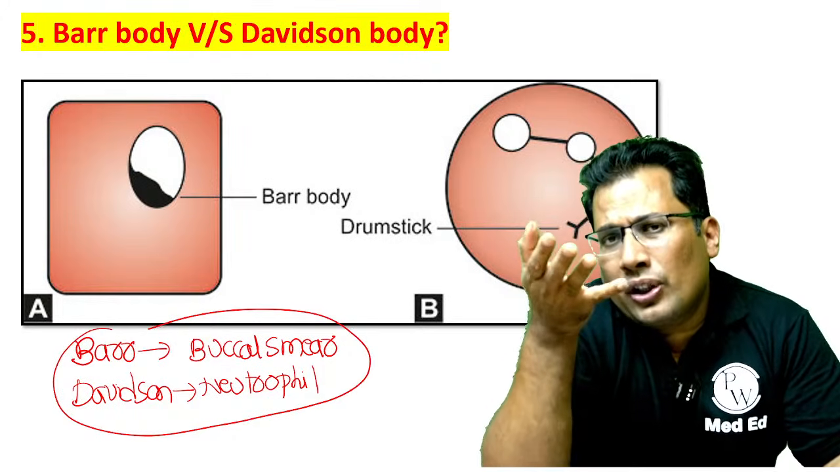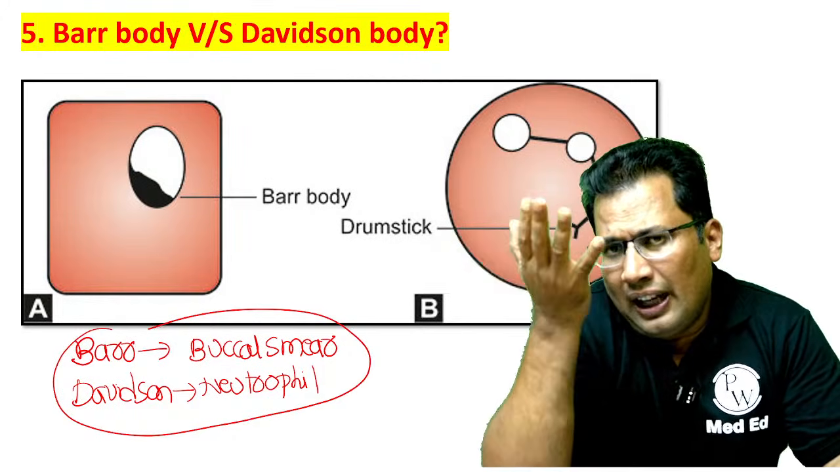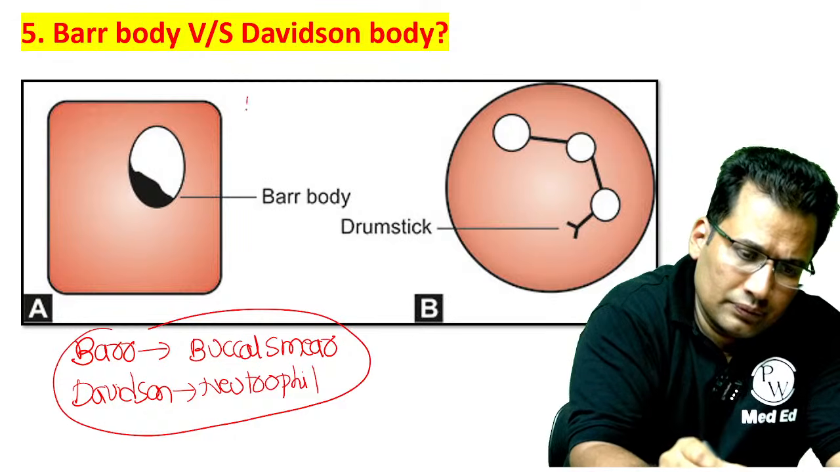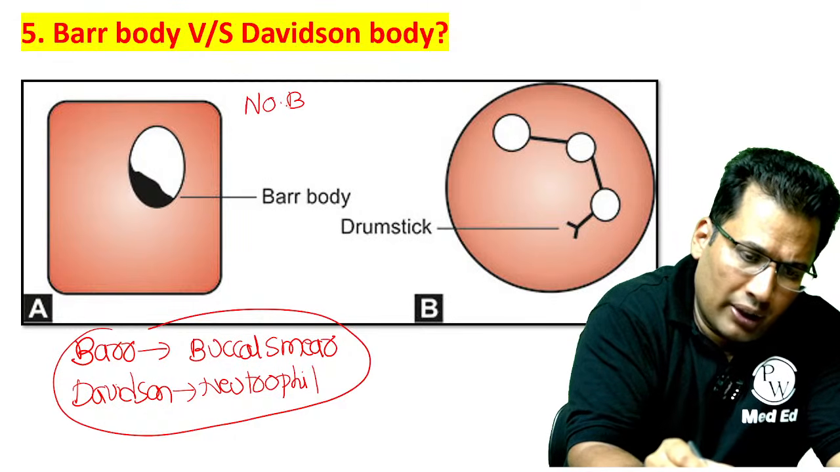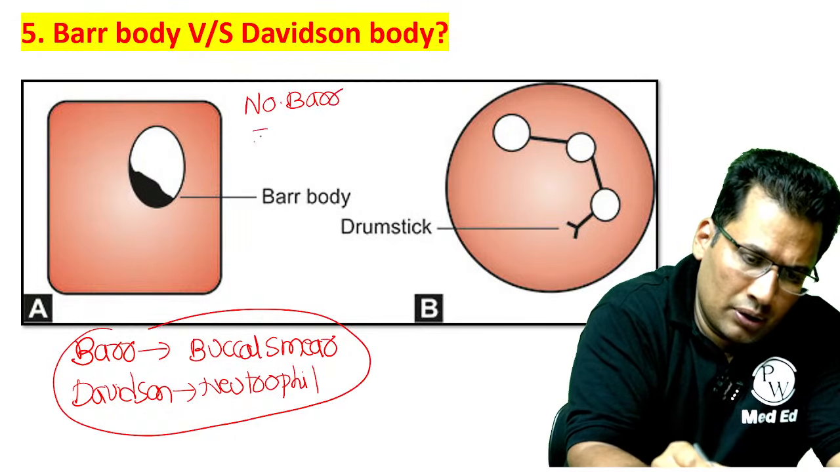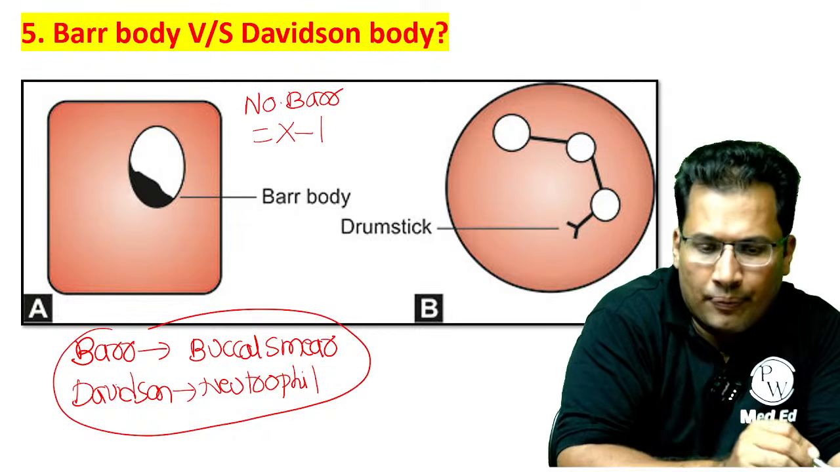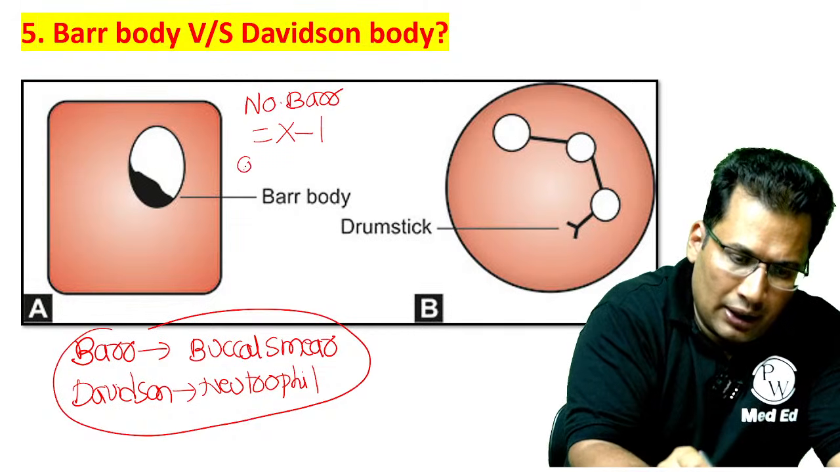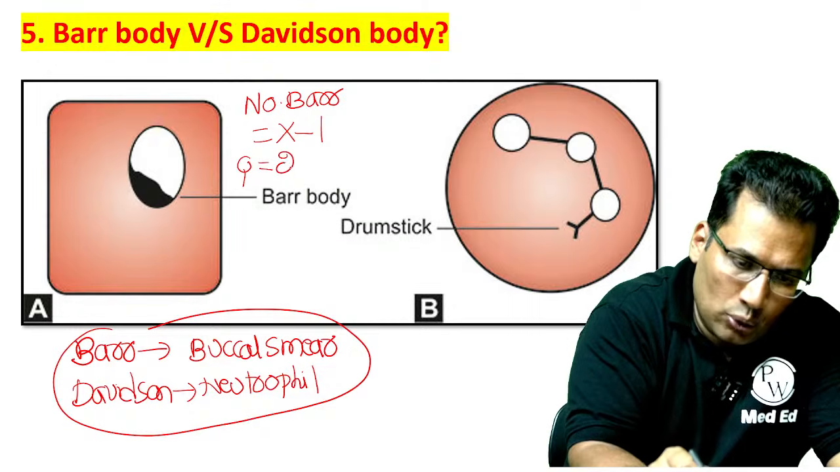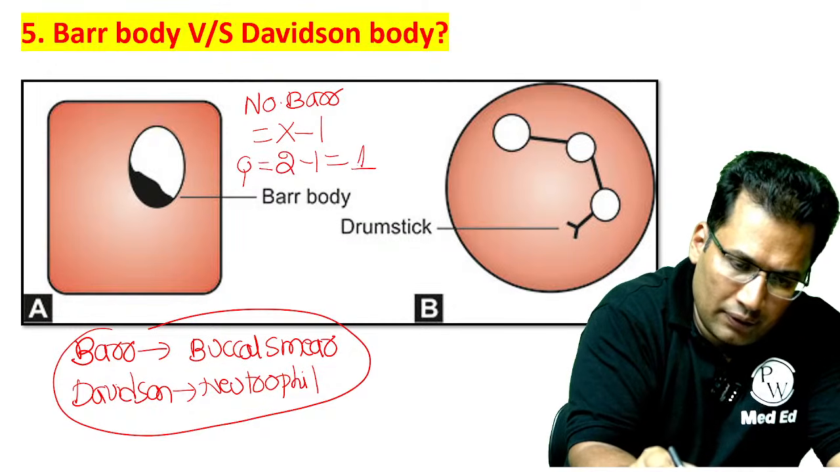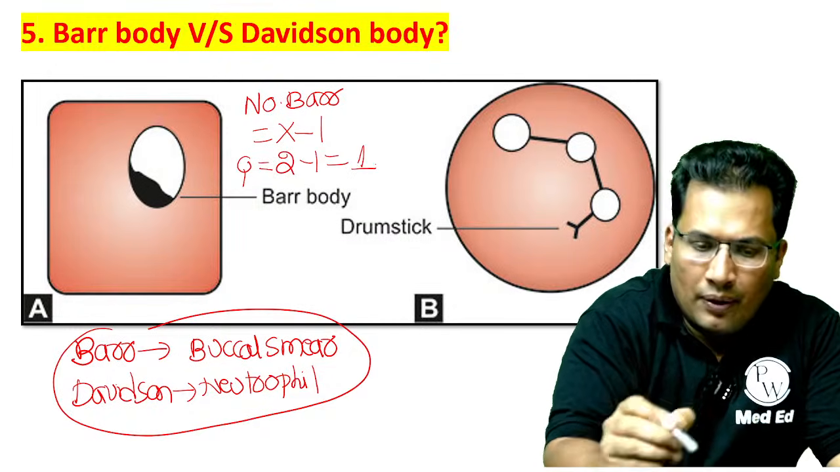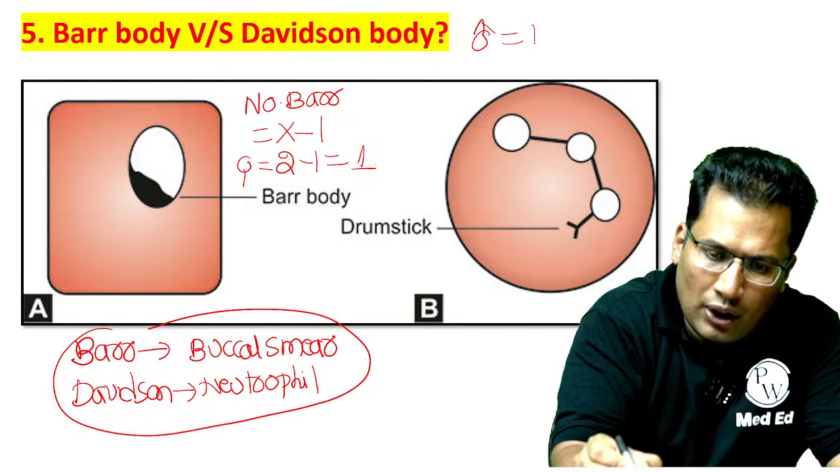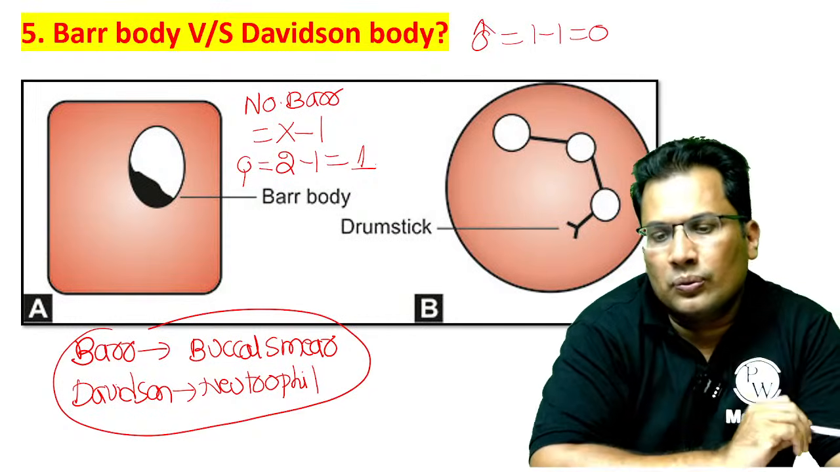The number of Barr body is equal to X minus 1. Like in female, it is 2 minus 1, that is 1. In male, it is 1 minus 1, that is equal to 0.